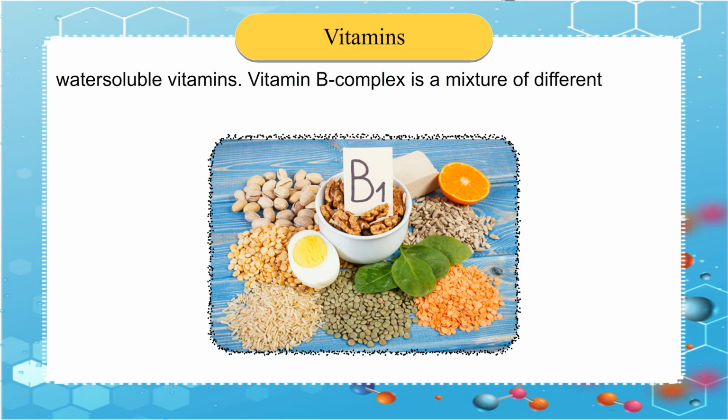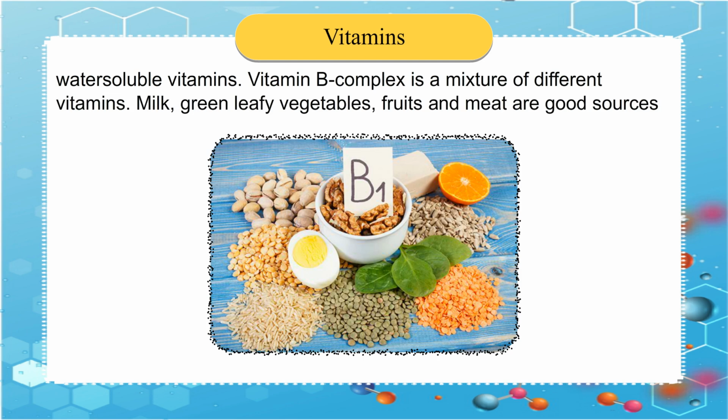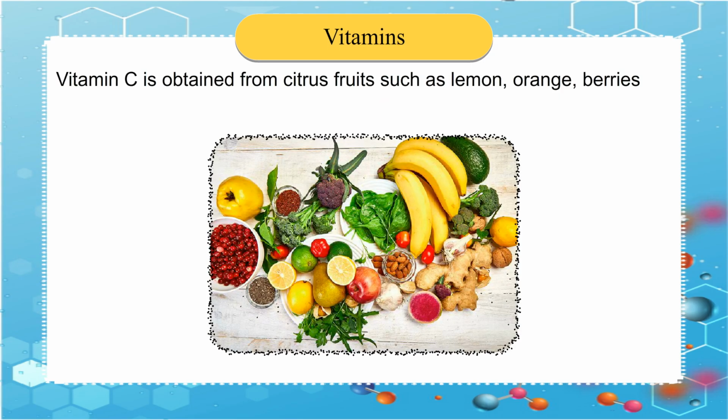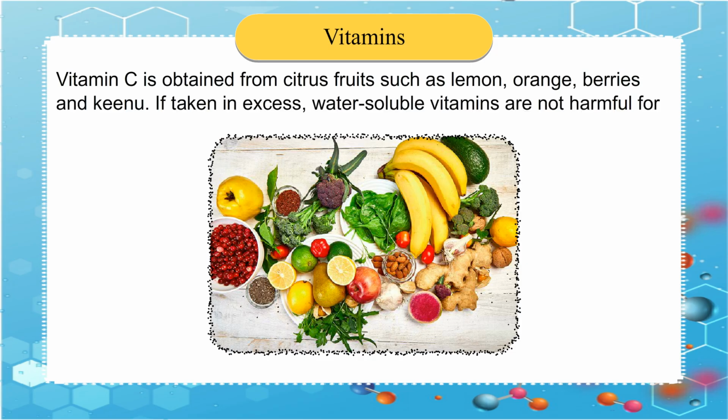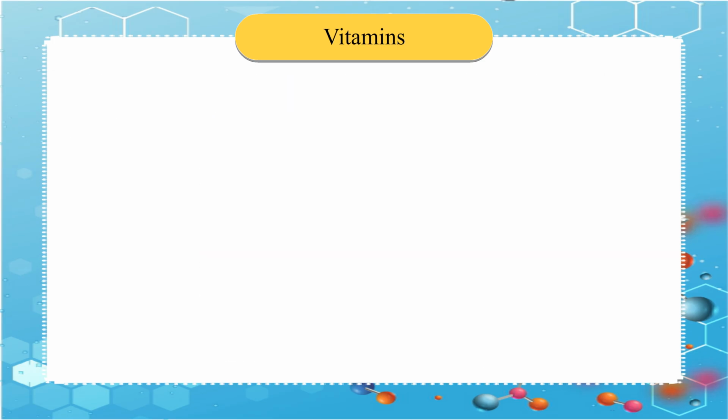Vitamin B complex is a mixture of different vitamins. Milk, green leafy vegetables, fruits and meat are good sources of vitamin B complex. Vitamin C is obtained from citrus fruits such as lemon, orange, berries and quinoa. If taken in excess, water-soluble vitamins are not harmful for the body as they get excreted with the urine.